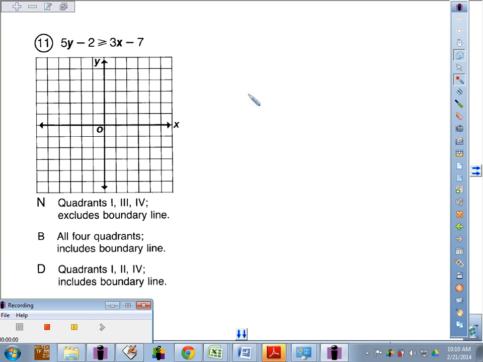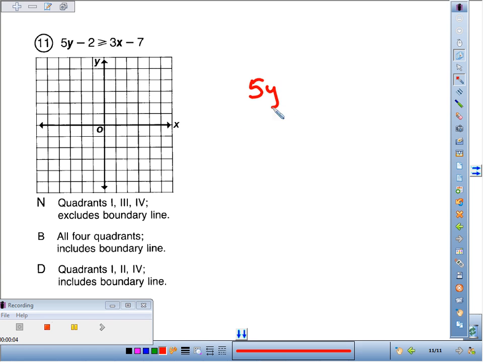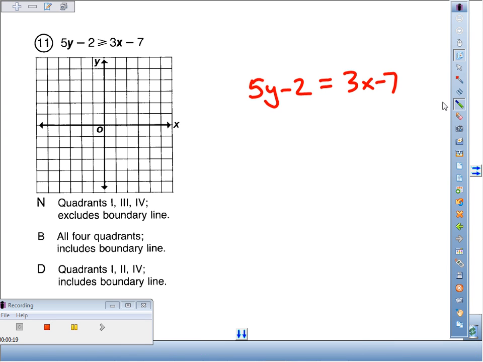Number 11, we're going to graph the inequality 5y minus 2 is greater than or equal to 3x minus 7. The first thing we want to do is pretend like this is an equation so we can find our boundary line. Now this isn't in standard form. The variables aren't on the same side. It's not in slope-intercept form either. So graphing it, we're going to want to get it in one of those forms first to use our techniques from earlier in the year.